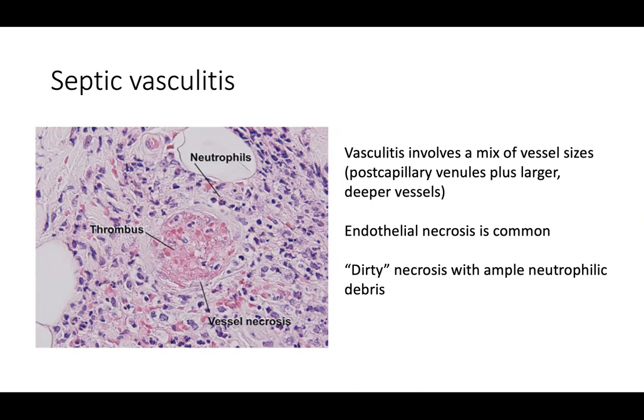Septic vasculitis is exactly what it sounds like. So you've got a vasculitis involving a mix of vessel sizes. It could be postcapillary venules plus larger, deeper vessels. And typically you have a thrombus with vessel necrosis, dirty necrosis with ample neutrophilic debris. So, typically in the setting of infection, you can actually have thrombi within the vessels, and then that surrounding neutrophilic inflammation.